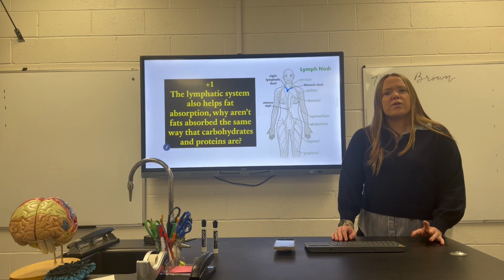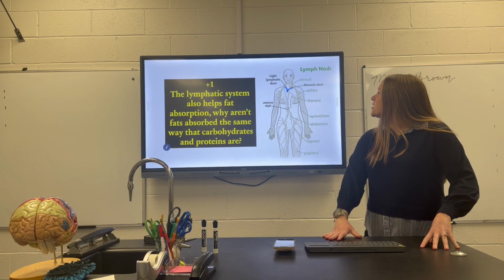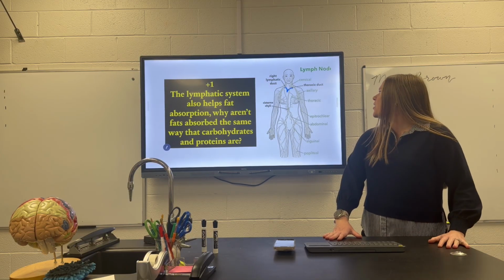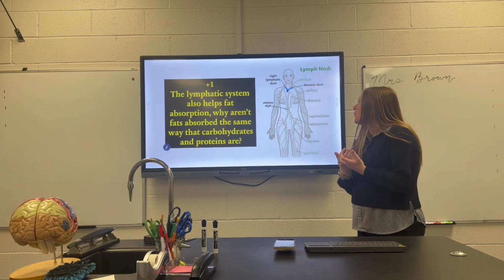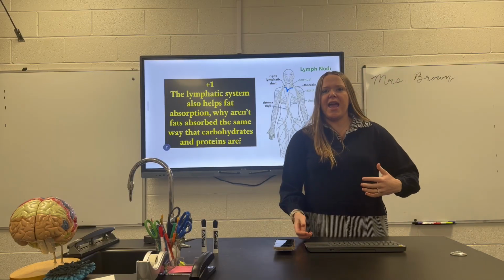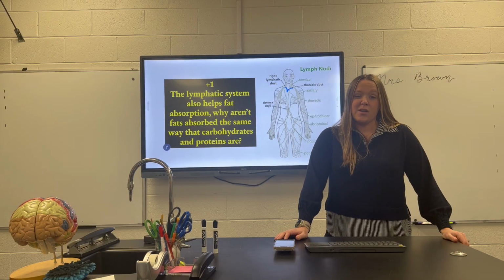All right, I think it's one of our last review questions. The lymphatic system also helps with fat absorption. Why aren't fats absorbed the same way that carbohydrates and proteins are absorbed? I'll flip it to yourself.